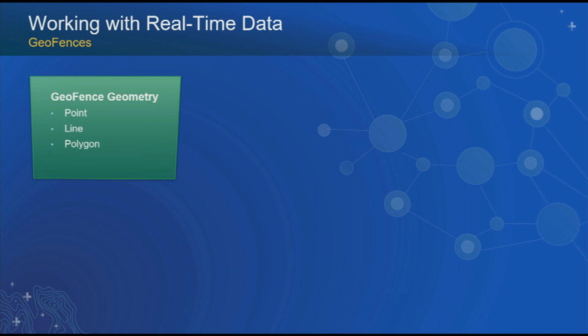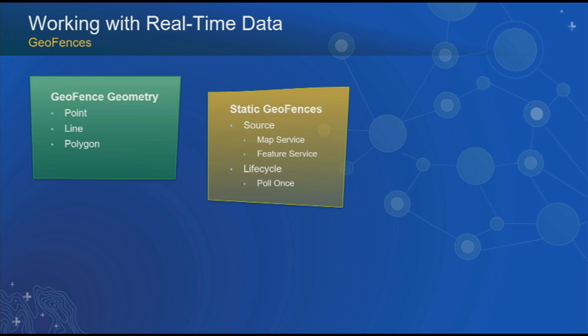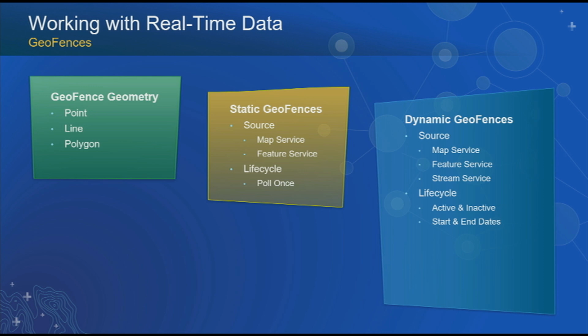Lastly, I'd like to talk about geofences within GeoEvent. As Eric talked about a little bit before, oftentimes we think of geofences as polygons. That's a common use case. However, geofences could also be points and lines. And we'll show a demo of that in just a second here. But within GeoEvent, we have two different types of geofences. We have static geofences and dynamic geofences.